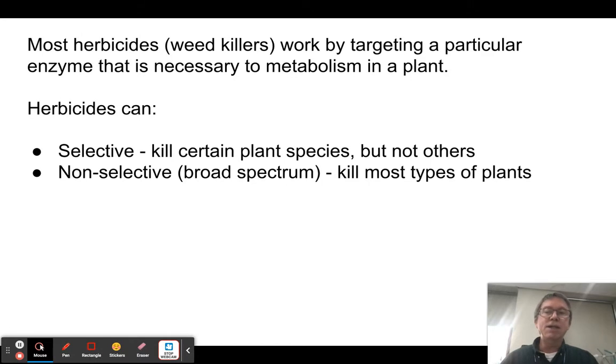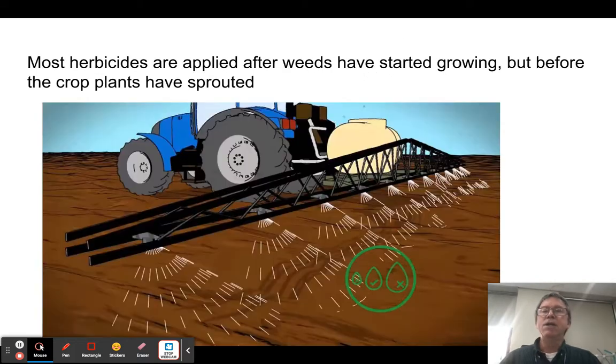And so the idea is you can have ones that are selective. They only work on a specific kind of plant, but not on the kind you're growing. That's great, but that's not a very common thing. Usually, we have these non-selective or broad-spectrum herbicides, and they kill plants, right? I just want to look at some of the issues associated with this right now. Most of the herbicides that we use would kill both the weeds and the plants we want to grow.